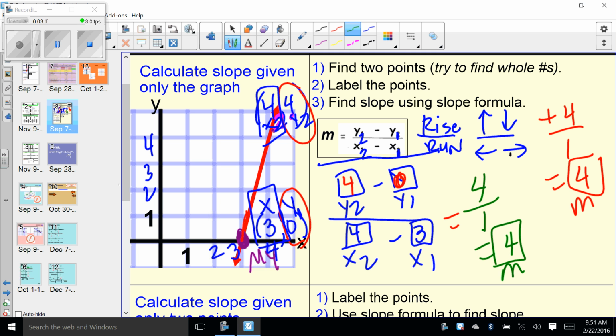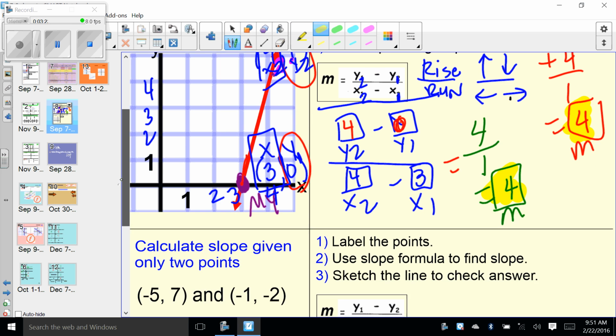My slope is 4. So if you notice when we rise, run it, we have a slope of 4. When we used our formula, we have a slope of 4. So we have proven that for sure the slope is 4.